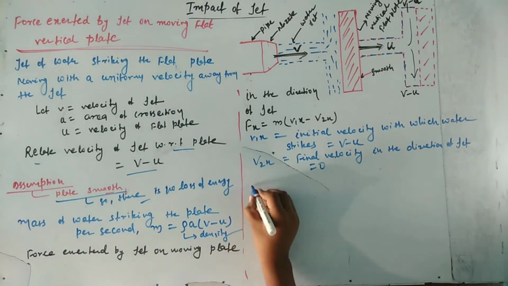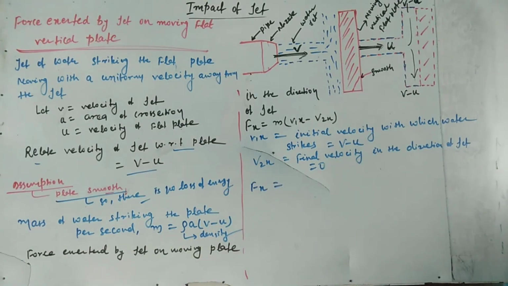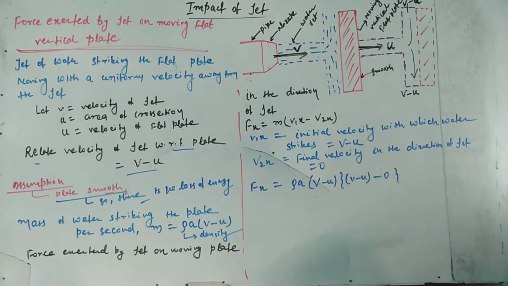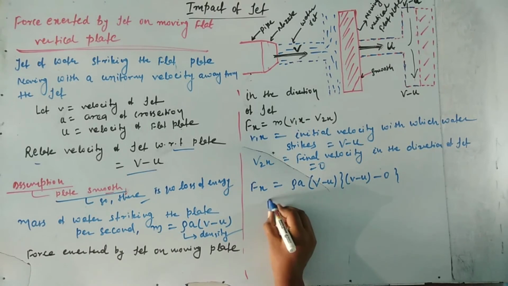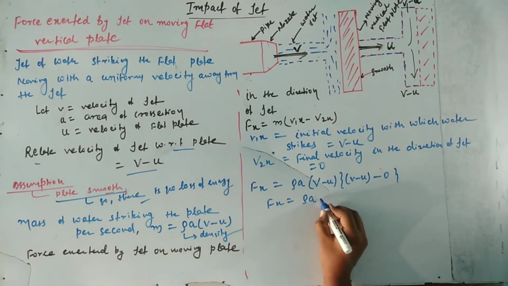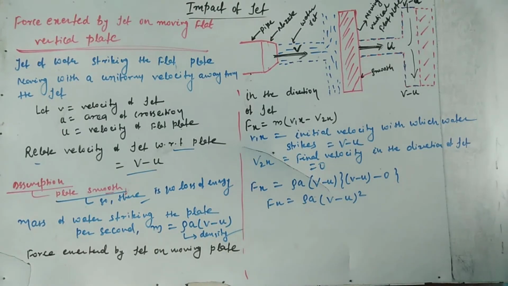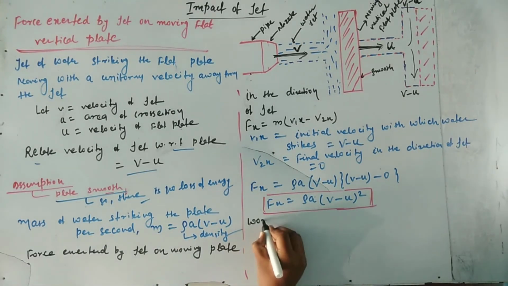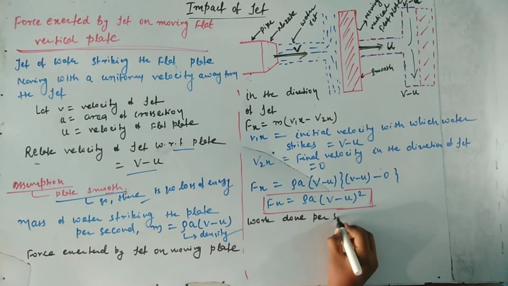Now we put the values of v1x and v2x. Fx is equal to m into, where m is rho a into v minus u. So Fx equals rho a into v minus u into v minus u minus 0, or Fx equals rho a into v minus u whole squared. This is the force exerted by the jet on the moving vertical plate.